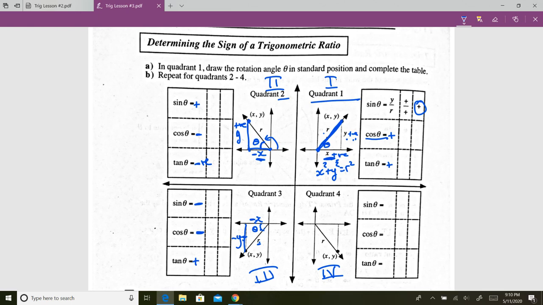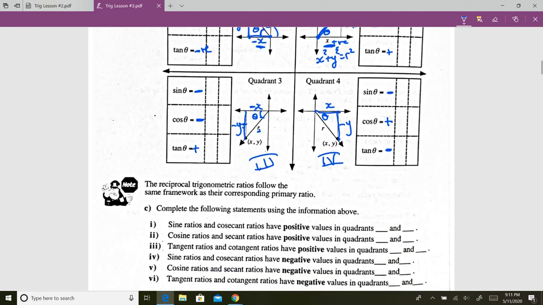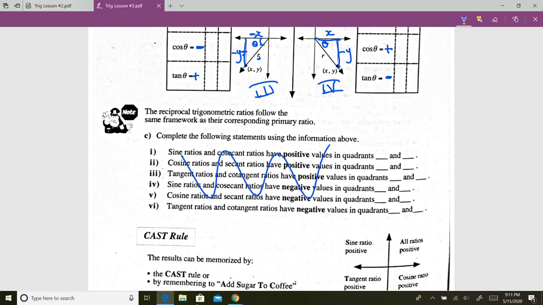And finally, in the fourth quadrant, x is positive, but y is negative because we went down. There's our angle. So hopefully you can figure this out. Sine would be negative. Cosine would be positive. And tangent would be negative. All right, you can go through and remember that. This just summarizes everything.